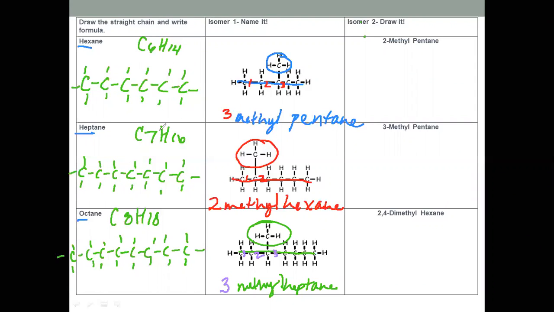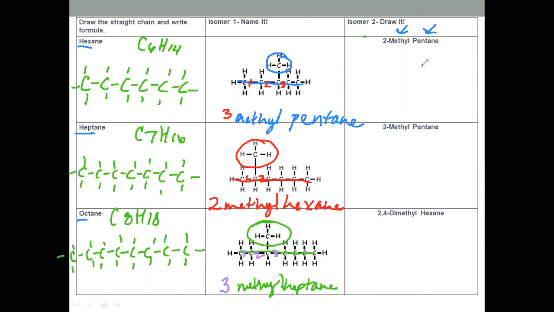Okay. So push pause and try to do the last column. You're going to draw it. So remember, the last name tells you your parent chain. This tells you your group. You can see that they're all methyls. So it's just a 1 carbon branch. And then the 2 tells you what carbon to put it on. All right, so take a break, do that, and then come back and get the answers.